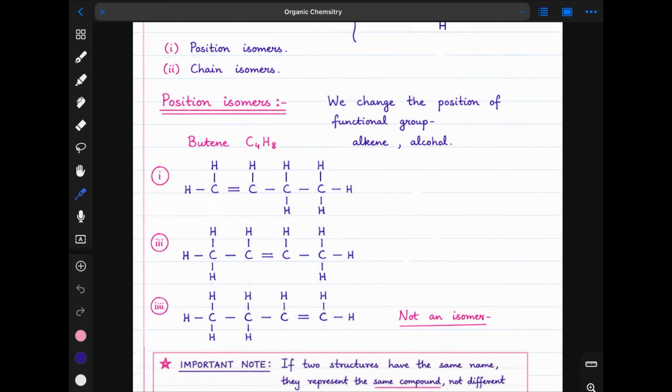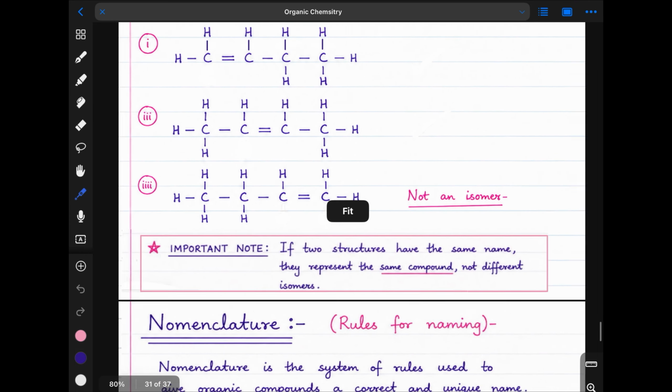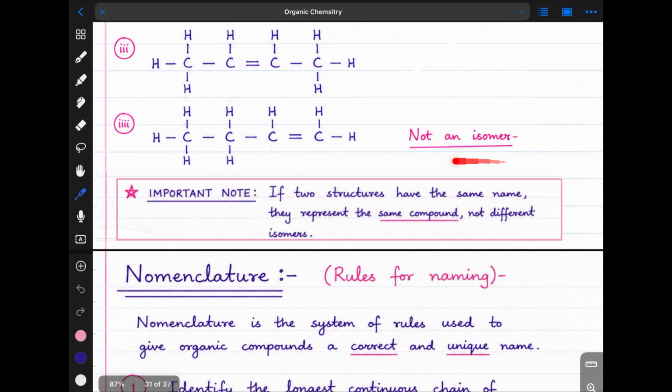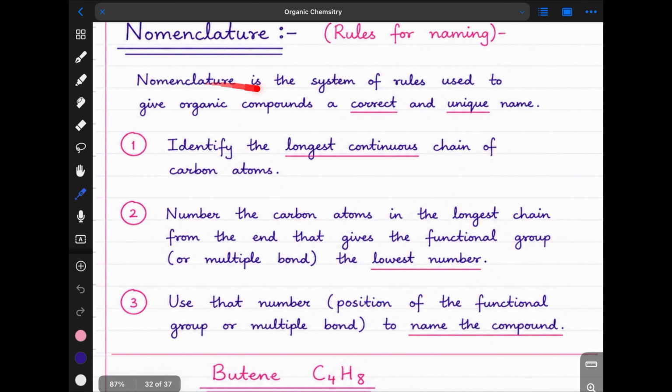And another thing to note down here is that the positional isomers is only applicable to the alkenes and alcohols. Okay, now let's talk about this thing. It's not an isomer. And to understand this, we first have to understand the nomenclature.